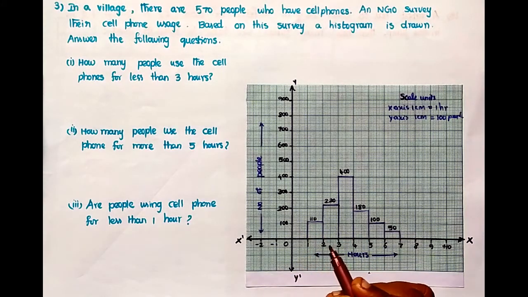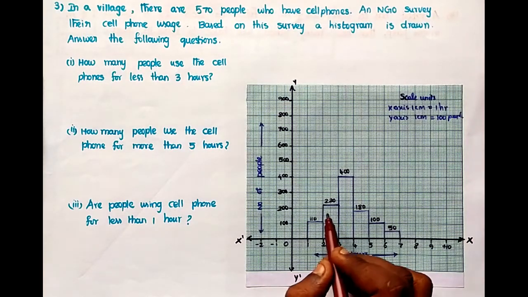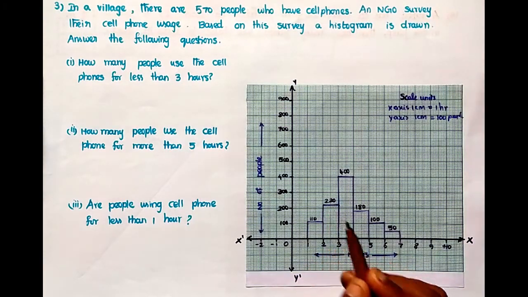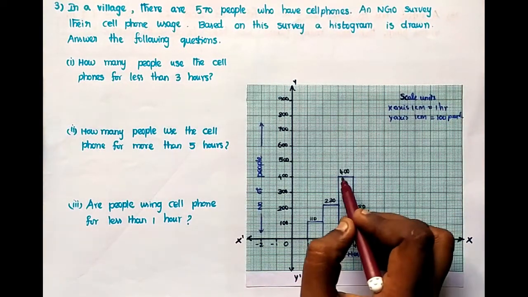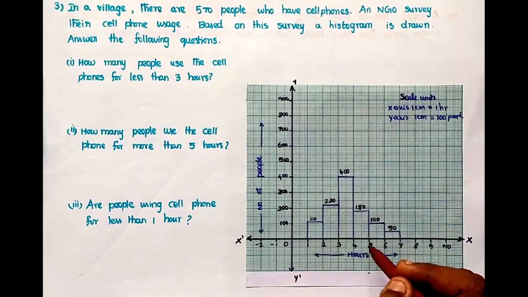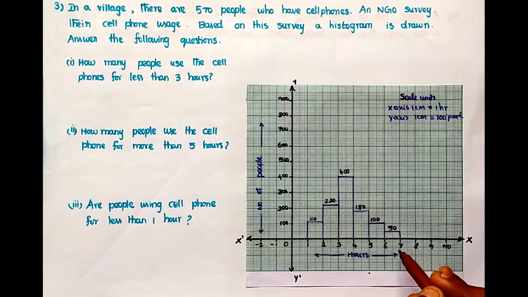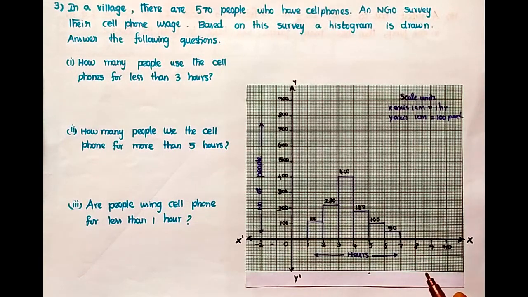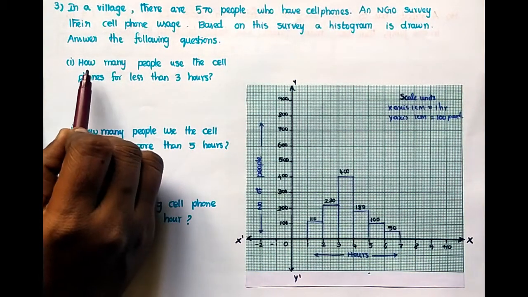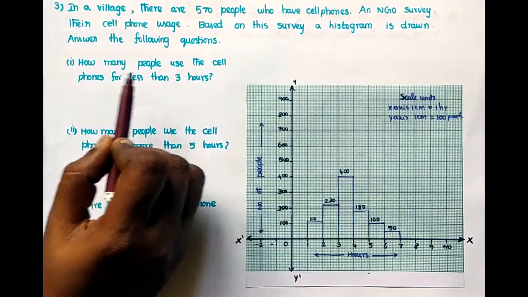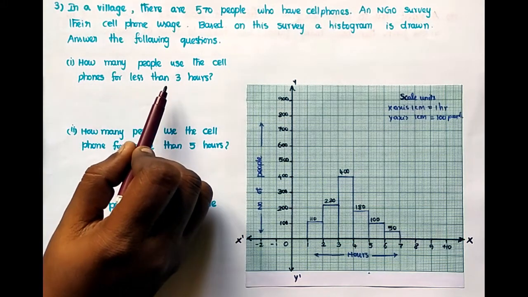110 members, 10 people. And 2 to 3 hours, 220 people use the cell phones. 3 to 4 hours, 400 people use the cell phone. 4 to 5 hours, 180, 5 to 6 hours, 100, and 6 to 7 hours, 50 people use the cell phones.